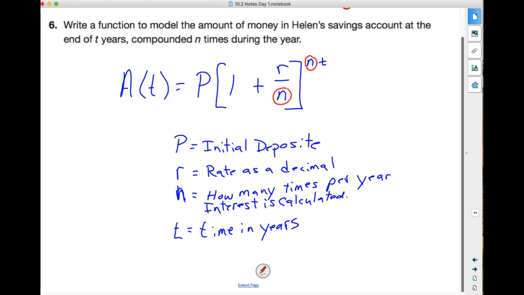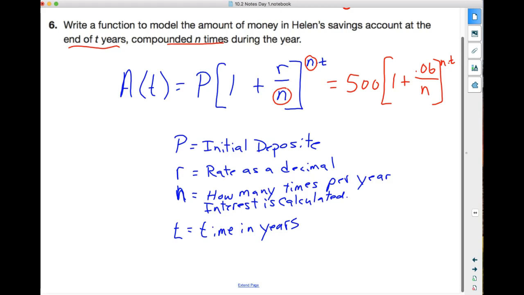If we wrote Helen's savings account at the end of T years compounded N times, all we would do is say her $500 times 1 plus, she was getting paid 6% interest, right? She was getting 0.06. We're dividing that by N, the number of times she's getting paid. Remember, before we divided by 2, but what happens if they pay you more than twice a year? And that's getting raised to the N times T power.